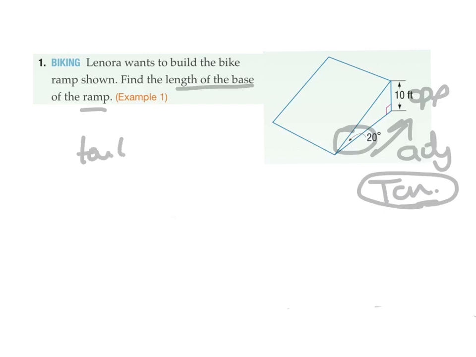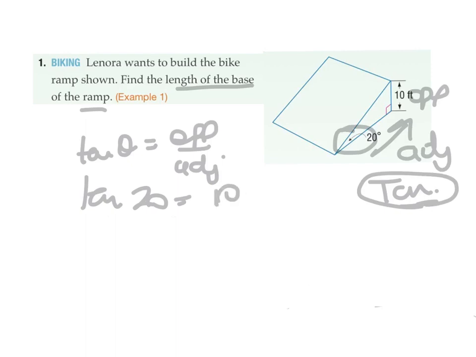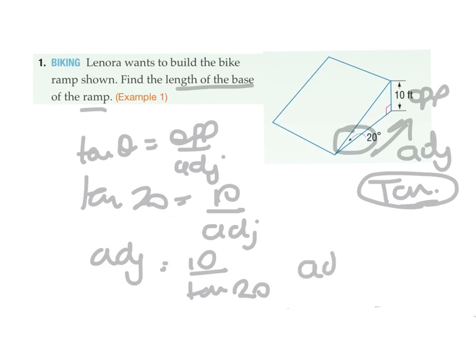So tan of theta is equal to opposite over the adjacent, and theta stands for angle. Okay, so tan 20 degrees is equal to 10 over whatever the adjacent is. So let's just rearrange that. The adjacent is equal to 10 divided by tan 20. So the adjacent is going to equal 27.5 feet. Okay, it doesn't give you a degree of accuracy, so normally 1 decimal place is good enough.